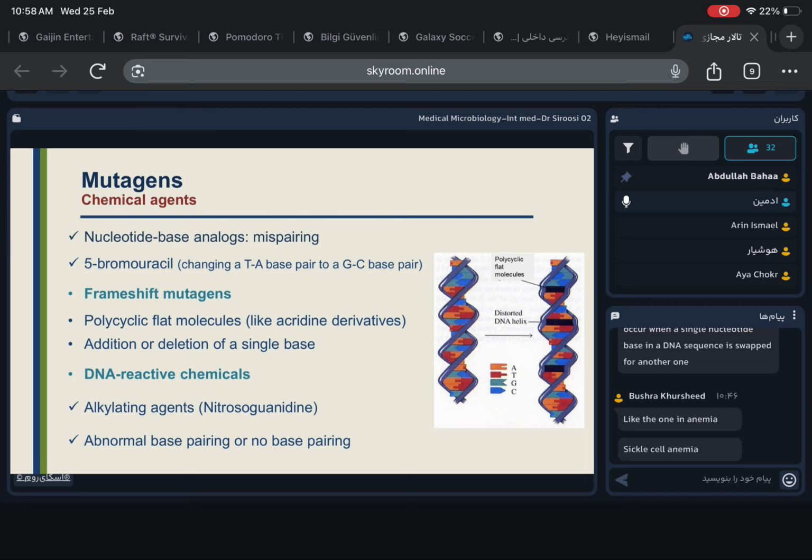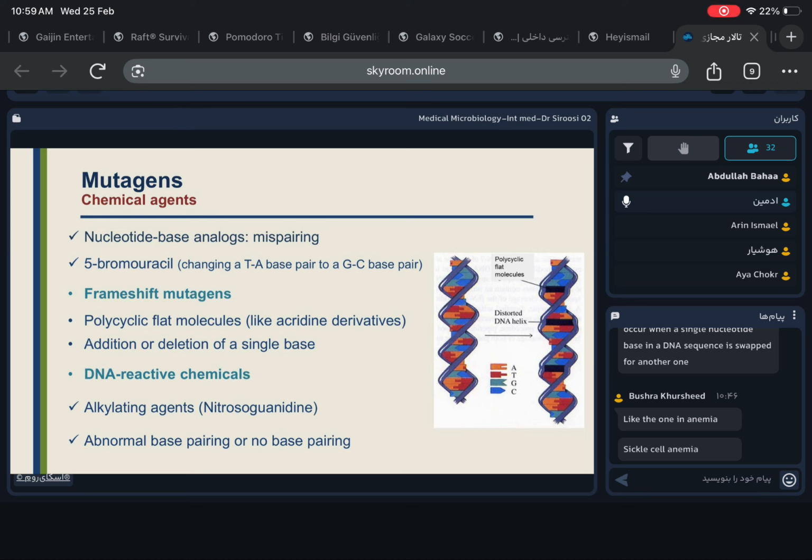For example, we have 5-bromouracil, which is a nucleotide analog, and it's similar to the nucleotide T that we have, but instead of pairing with A, it pairs with G. And because of this chemical agent, a TA base pair is converted into a GC pair. So as you can see now, there is this mutation in the DNA.